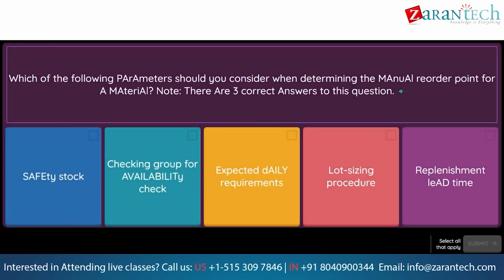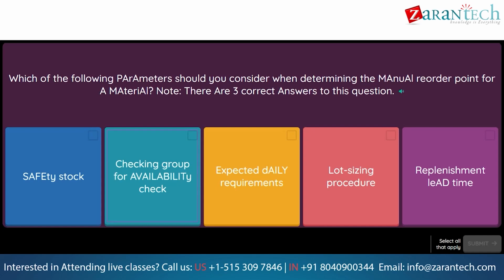Question: which of the following parameters should you consider when determining the manual reorder point for a material? Note, there are 3 correct answers to this question. Option 1, safety stock. Option 2, checking group for availability check. Option 3, expected daily requirements. Option 4, lot sizing procedure. Option 5, replenishment lead time.